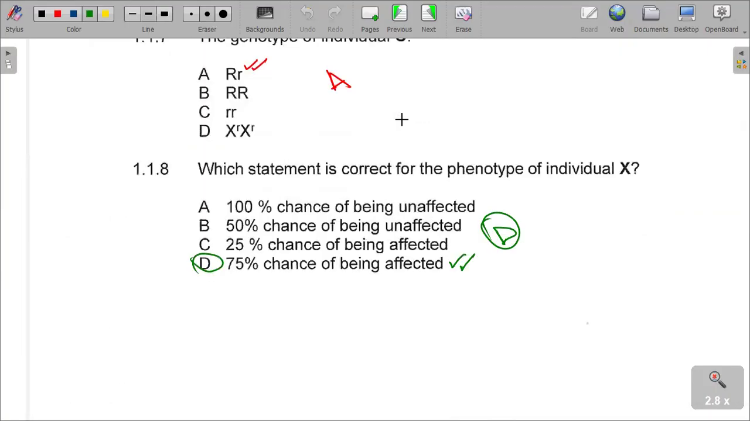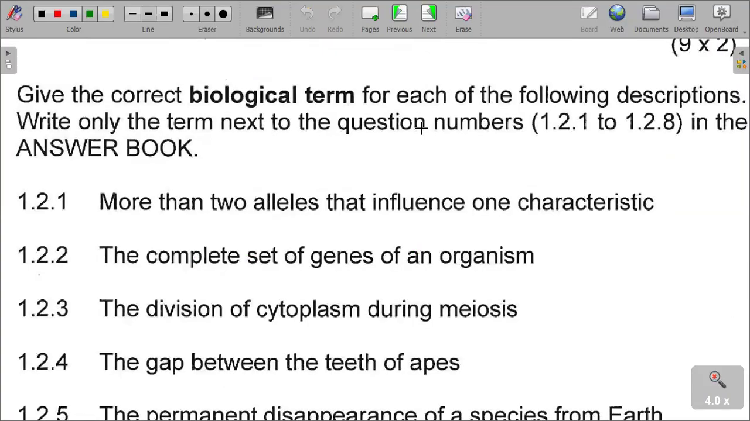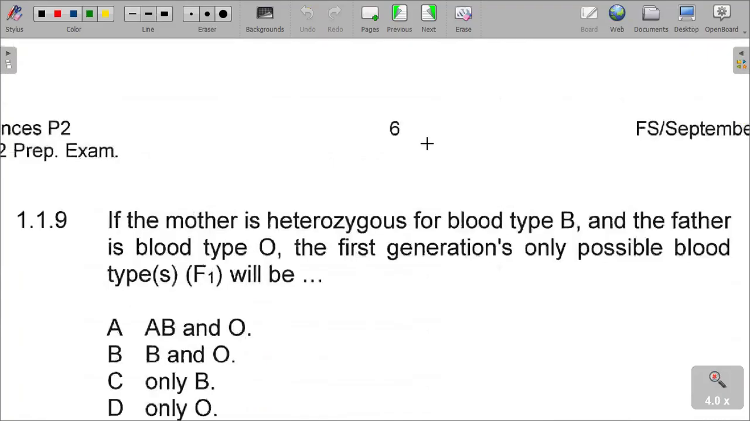It is ending question 1.8. Okay, let's go to the next question. Our next question: if the mother is heterozygous for blood B and the father is blood O, the first generation's only possible blood types, F1, will be what?